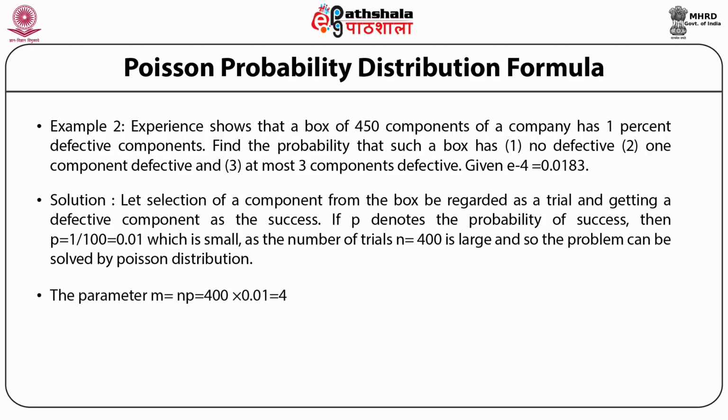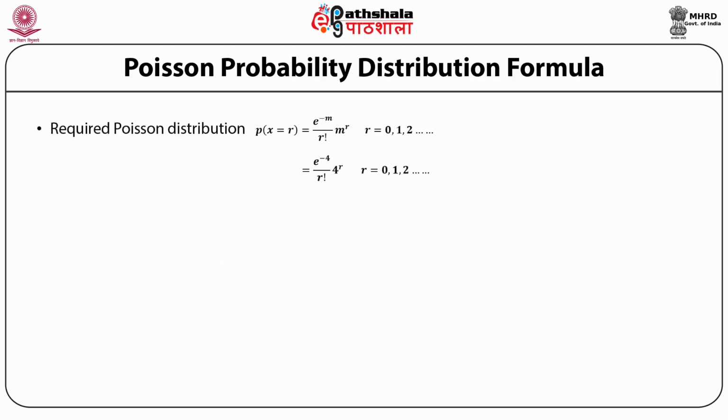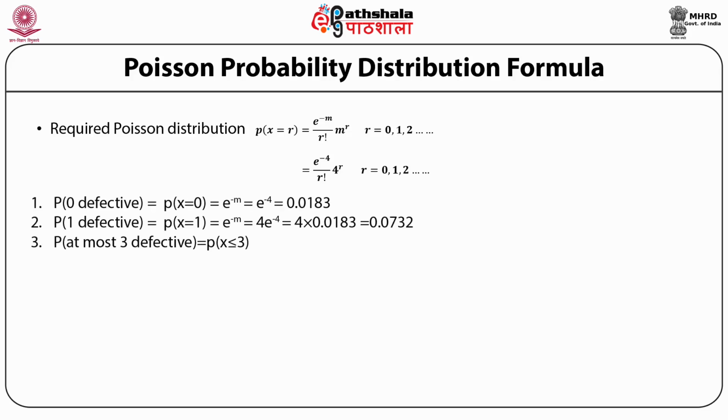The parameter m is equal to n into p, multiply 400 by 0.01. Required Poisson distribution. First, probability that there are 0 defective. So probability that x takes 0 value is equal to e raised to power minus m, and solve it. Then second probability, that one component is defective. So probability x takes value 1, and solve this using e raised to power minus m, m raised to power r upon r factorial, and we have the answer.